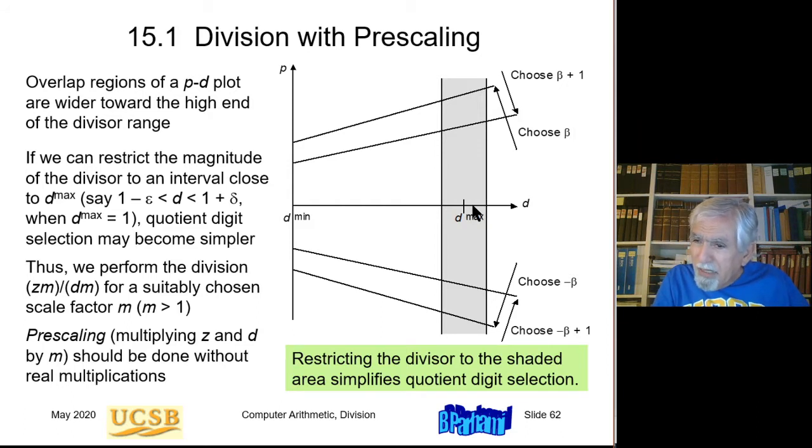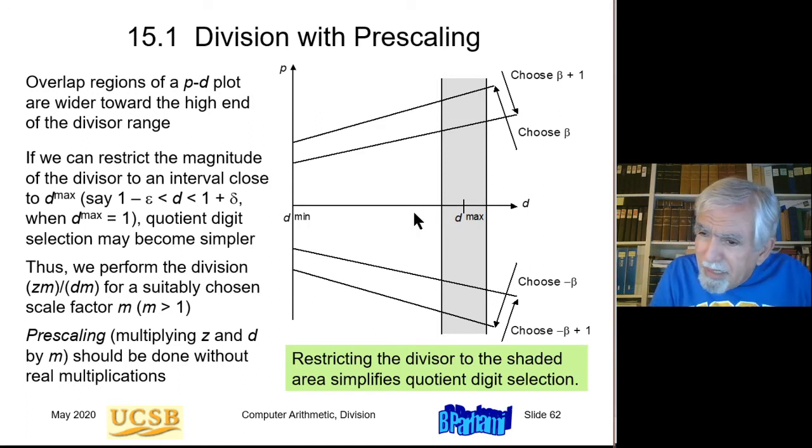So the benefit of this is that when I try to make a choice of quotient digit, I'll be limited in this gray area. And in that gray area, the choice can be pretty easy because a horizontal line can go through that. And in fact, often I have multiple choices for which horizontal line to use. And I can use the horizontal line, the boundary or threshold, that makes the decision the simplest possible.